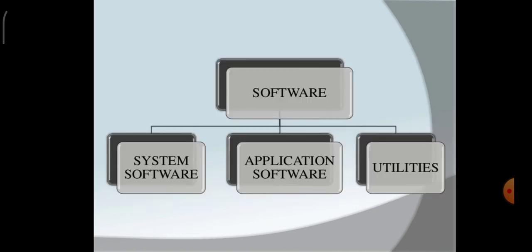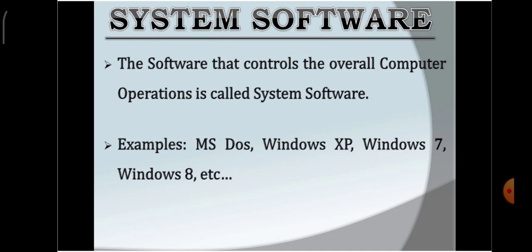Here, software is divided into three: system software, application software, and utilities. System software, as I already told you, is the operating system. Application software is the apps or the programs like Word, Excel, PowerPoint, and so on. You have many application softwares that are available. And what are utility programs? These programs help in eradicating the virus, like antivirus software, which will help you to eradicate the virus. Additional programs that are used are called utility software.